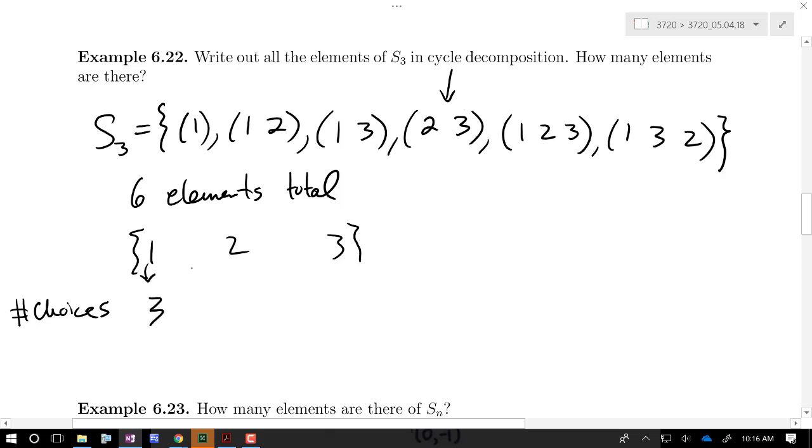So then I've picked where I'm sending 1. How many choices then do I have to send 2? 2, yes. And then once I've picked where I'm going to send 2, there's only 1 remaining choice for what I'm going to do with 3. So that gives us a total of 6. This is the same as 3 factorial, right? If we're permuting a set of objects, you have however many choices there are for the first element, and then 1 fewer each time as we move on down the line.